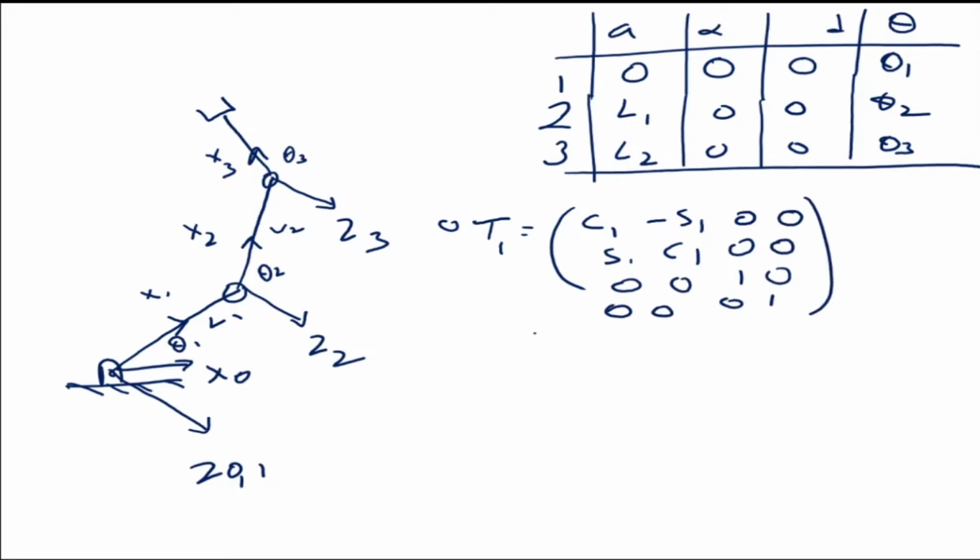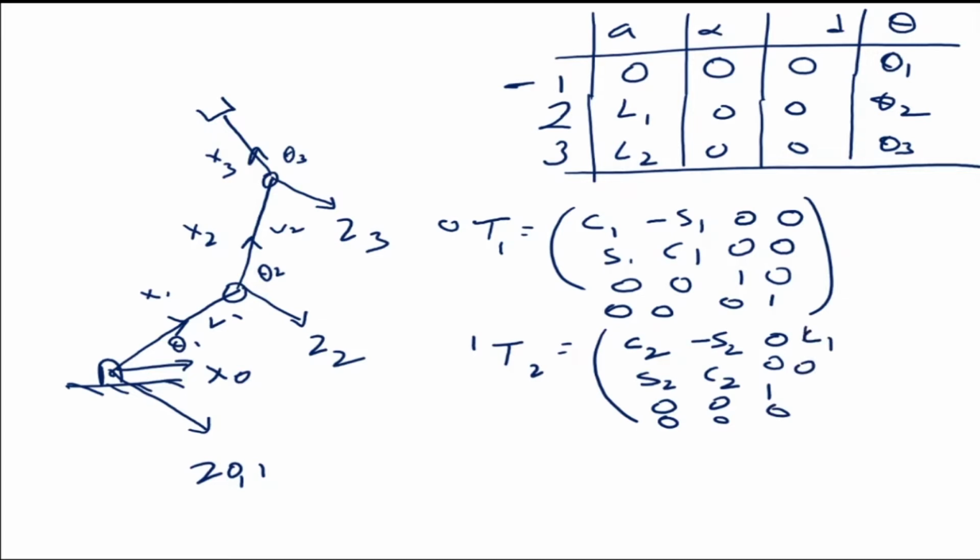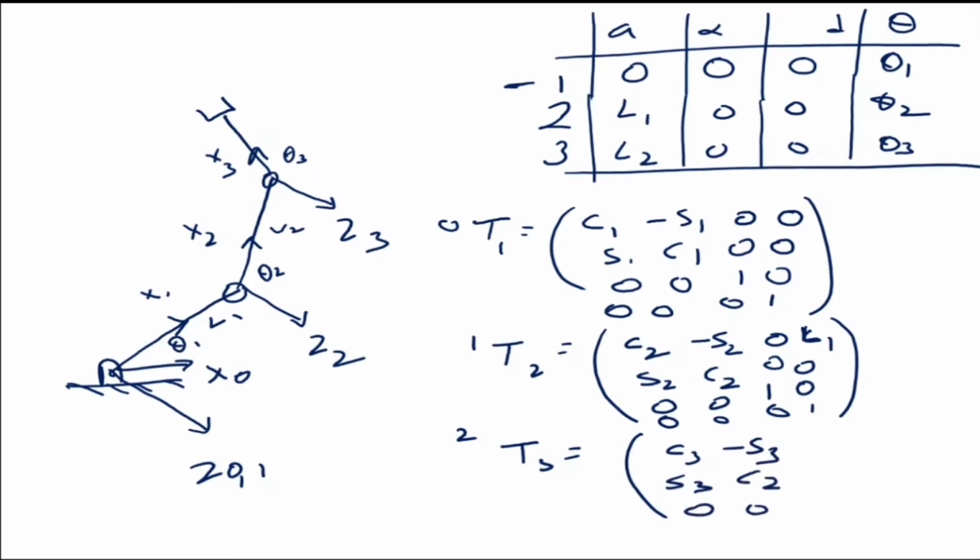The second one is T1 to 2. I take one row of the DH table, put it in the generalized matrix, and this is how I get it. So it is cos θ2, minus sin θ2, 0, L1; sin θ2, cos θ2, 0, 0; 0, 0, 1, 0; 0, 0, 0, 1. And the third one is T2 to 3, which is given by cos θ3, minus sin θ3, 0, L2; sin θ3, cos θ3, 0, 0; 0, 0, 1, 0; 0, 0, 0, 1.